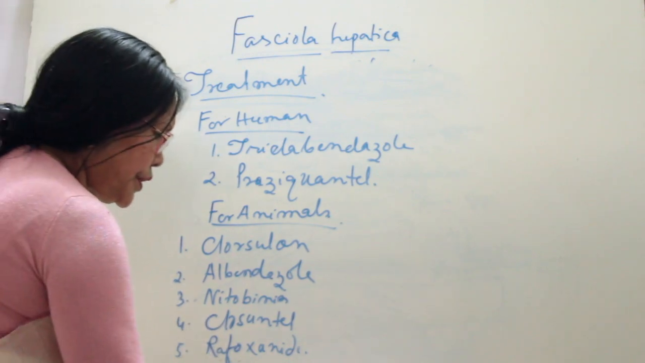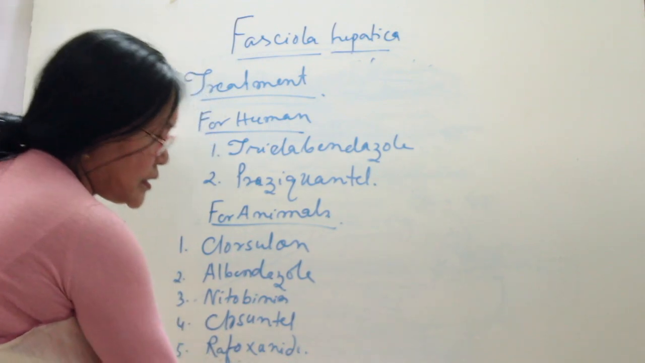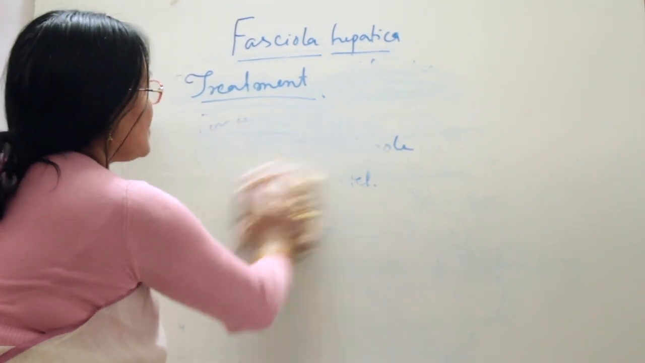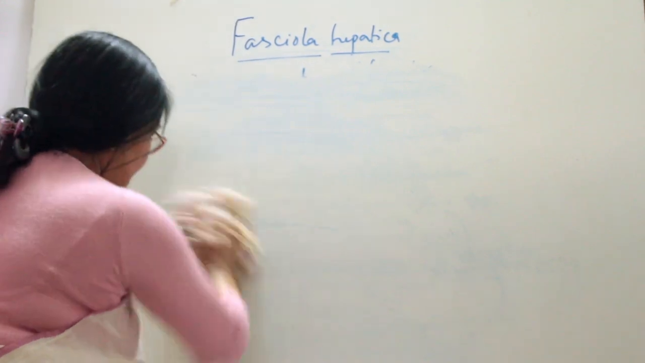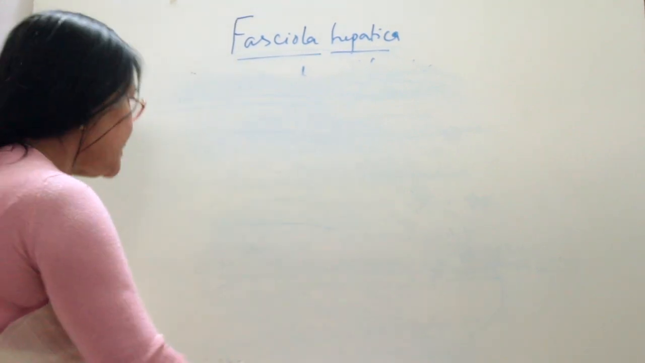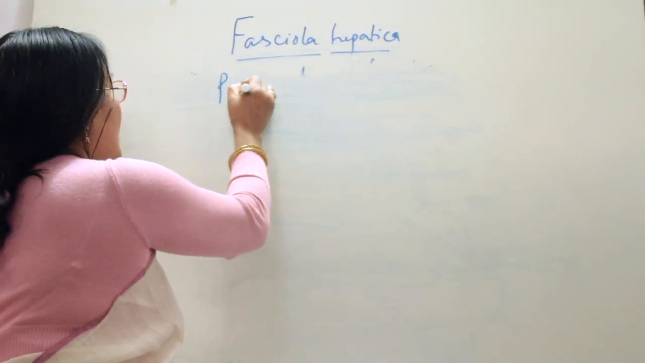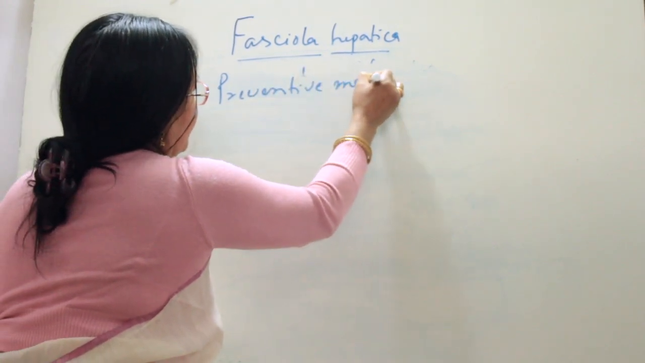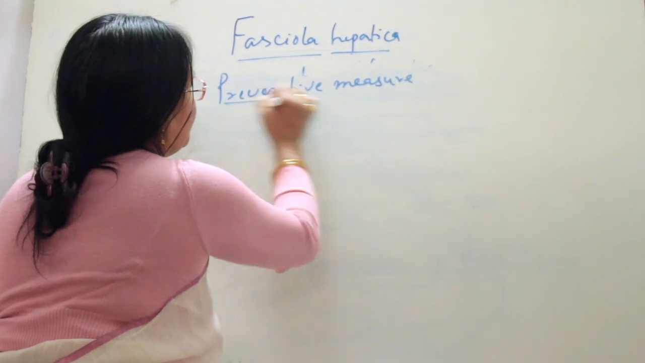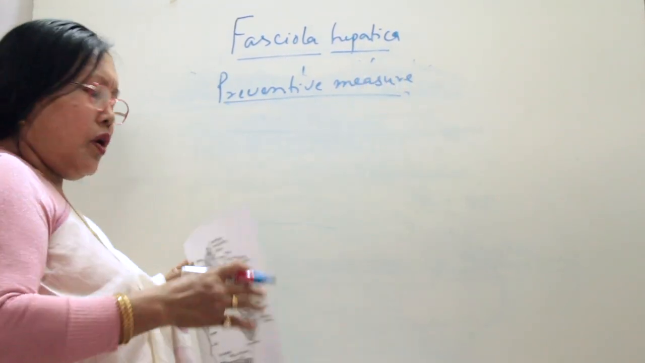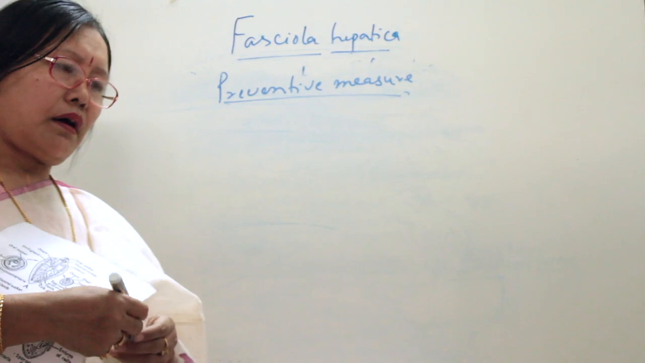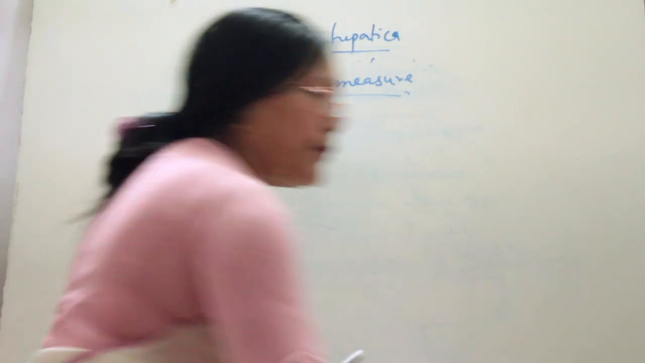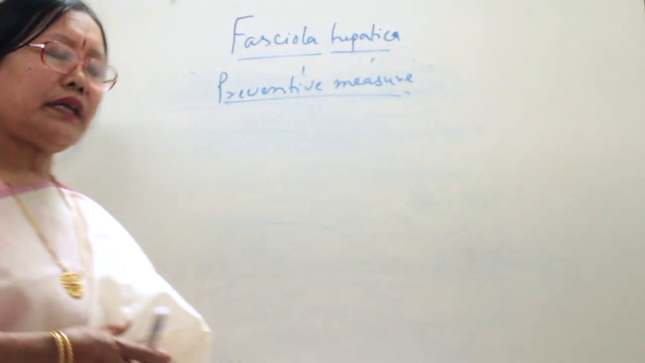Then what about their preventive measures? How do we prevent this helminth parasite? Preventive measures are the most important part. Always remember the term: prevention is better than cure. So preventive measures are very important.